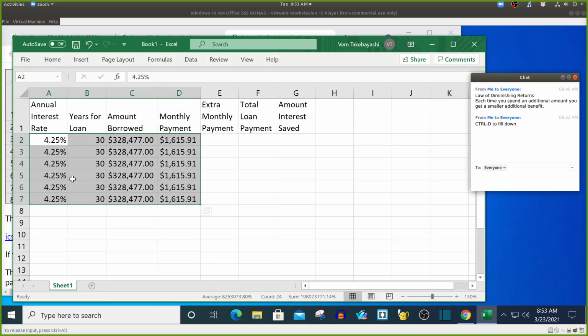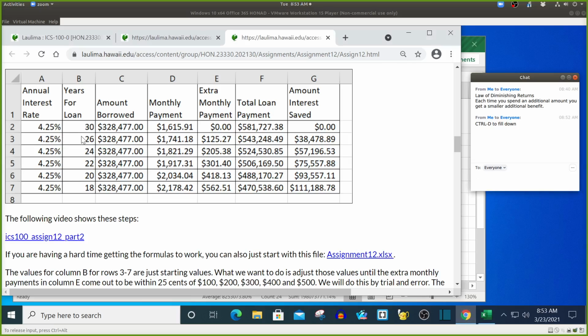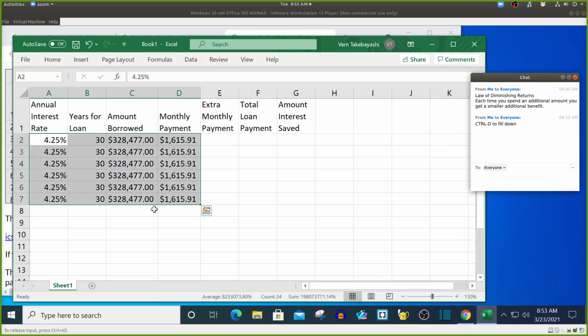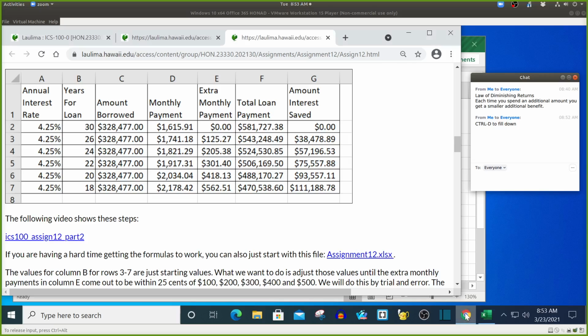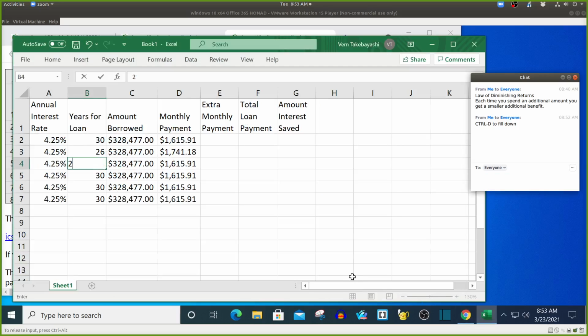Okay, so of course you see the same thing in every one, and what we're going to do is start putting in some numbers there, and I put 26, 24, 22, 2018. Okay, so I'm going to put those numbers in. Okay, so to shorten the loan by a certain number of years, you gotta have a higher monthly payment.